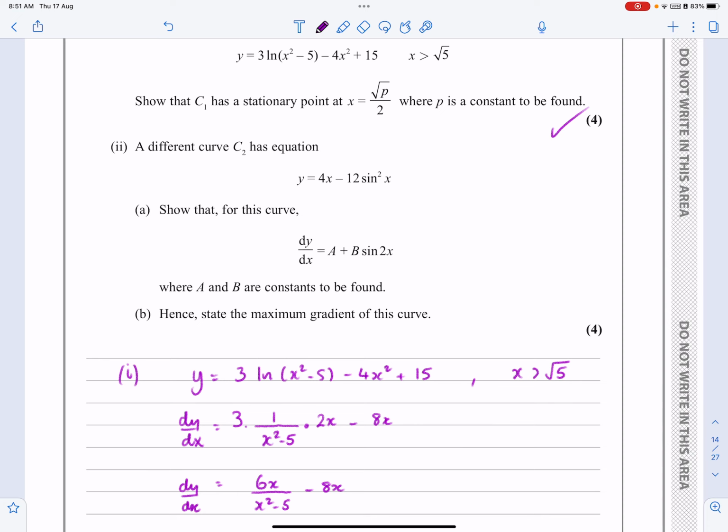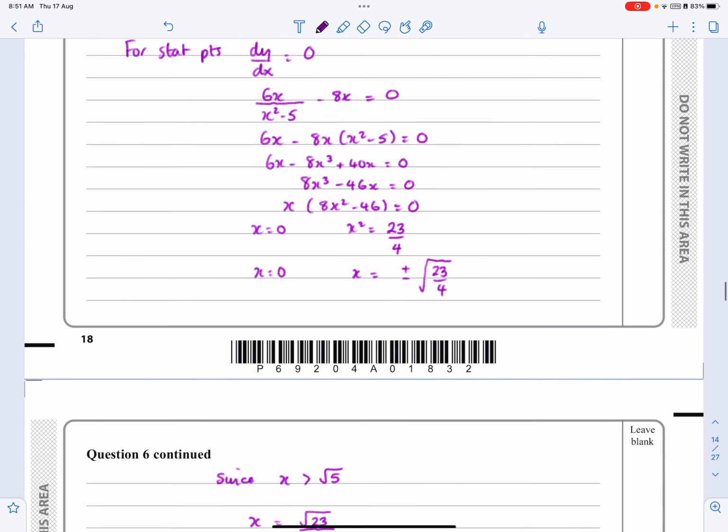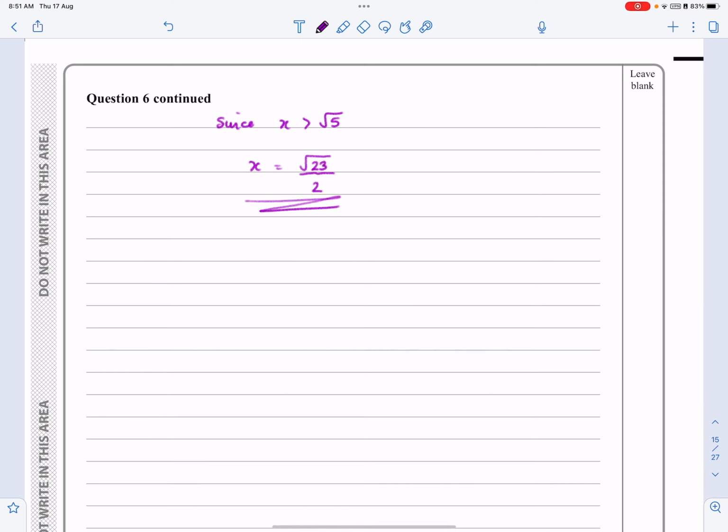Okay, let's have a look at the second part. Second part's a completely different question then. So a different curve, y equals 4x minus 12 sine squared x. Show the differential is equal to that, and then see if we can find the maximum gradient. Okay, so that's the answer to that part there. Doing the second part then. So this is part A first of all. Part A is just, we had y equals 4x minus 12 sine squared x, and they want us to differentiate that.